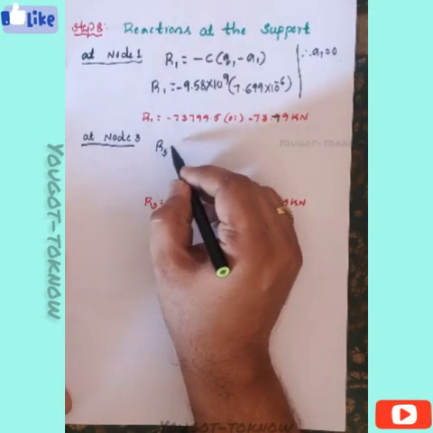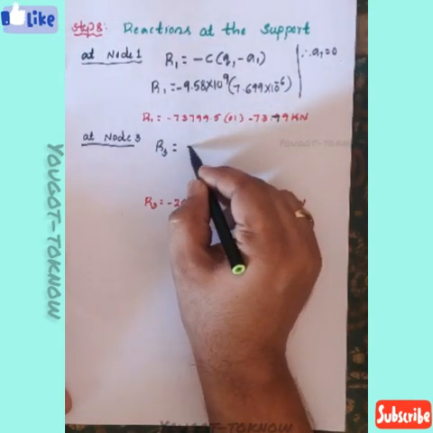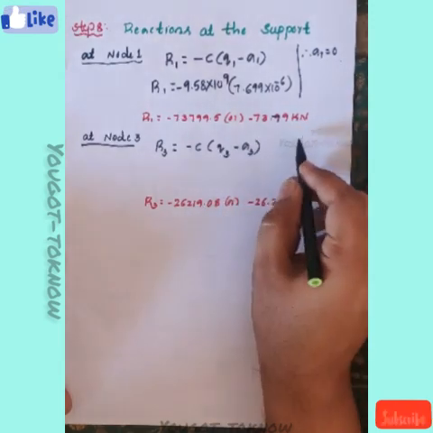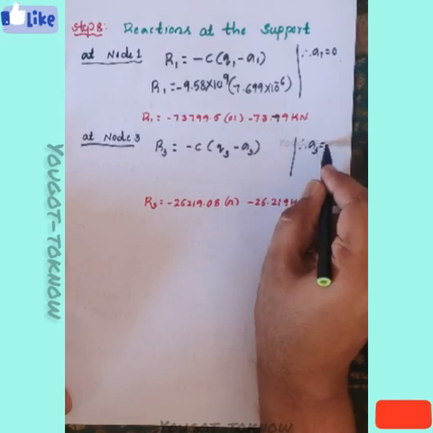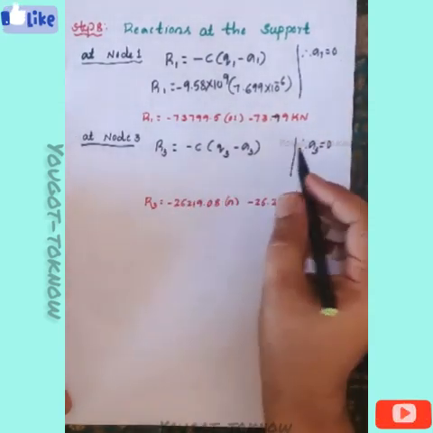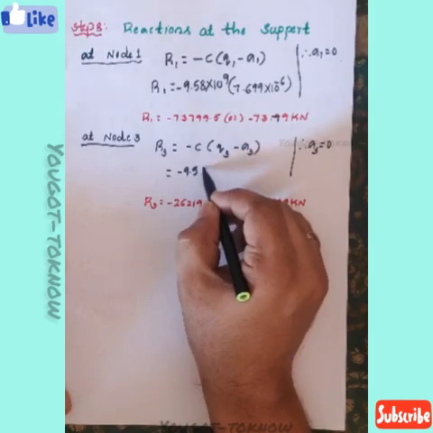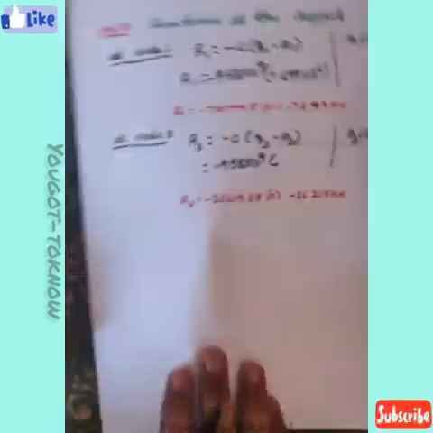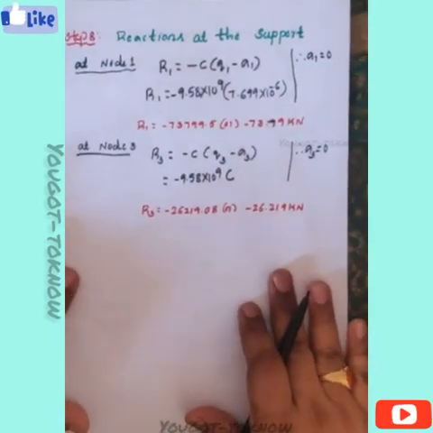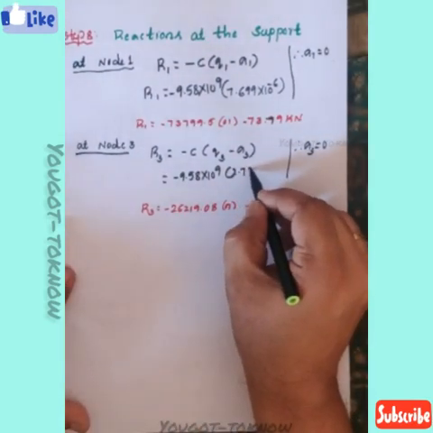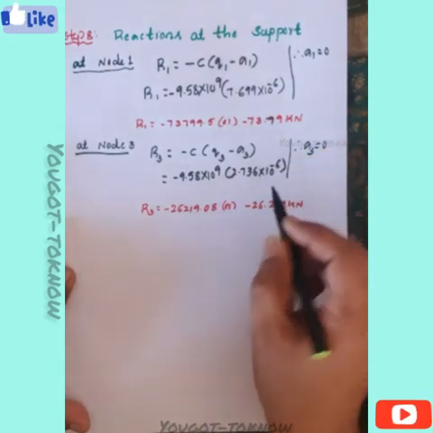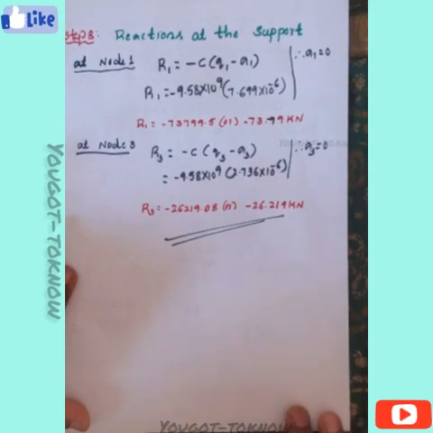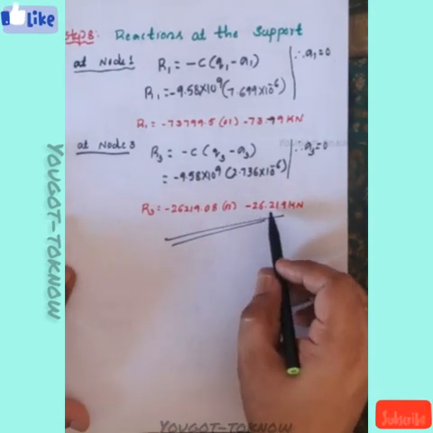Repeat the same thing even for node 3. Node 3 is the other fixed end, so R3 equals minus C into Q3 minus A3. Here also A3 will be equal to 0, because there is no initial displacement at that particular point. Now repeat the same thing: minus 9.58 into 10 power 9 into the obtained displacement at node 3, 2.736 into 10 power minus 6. So if you obtain this, you are going to get minus 26,219.08, or in kilonewton, minus 26.219.